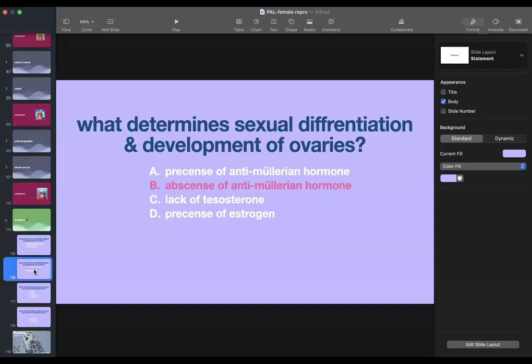If we have anti-Müllerian hormone, usually found on the Y chromosome, we're going to have the breakdown or the destruction of the Müllerian duct. So you don't have the formation of the ovaries, and the internal genital tract is not formed. So if you have anti-Müllerian hormone, you basically will have testicles instead of ovaries.